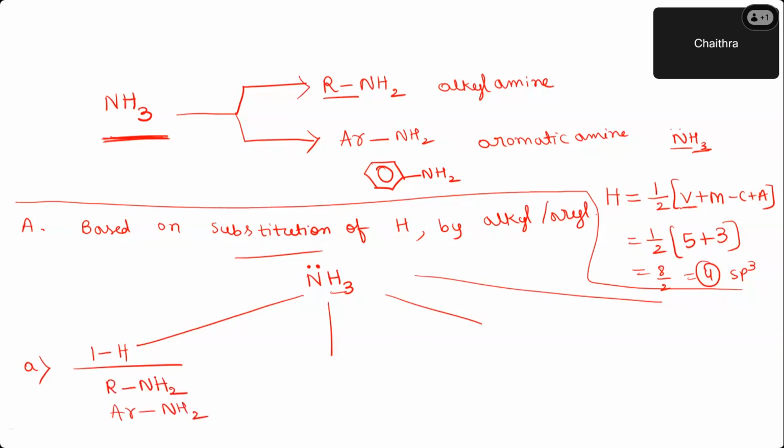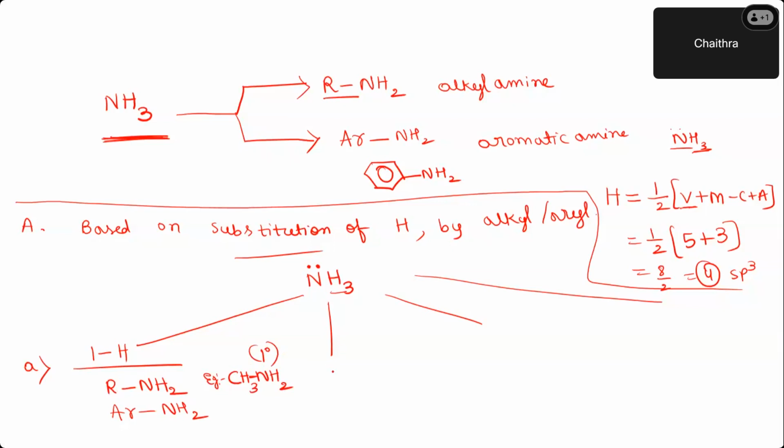Now you see, nitrogen is directly attached to how many carbons here? Here, it is directly attached to one carbon. Let me write an example, then you will understand in a better way. I am writing CH3NH2. Can you tell me nitrogen is directly attached to how many carbons here? It is one carbon, right? So this is called a primary amine. If nitrogen is directly attached to one and only one carbon, then you will call it a primary amine.